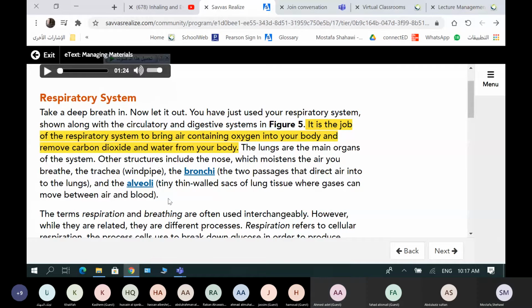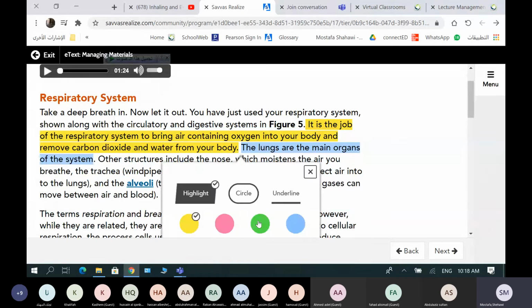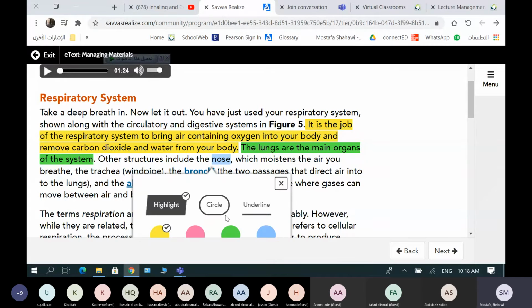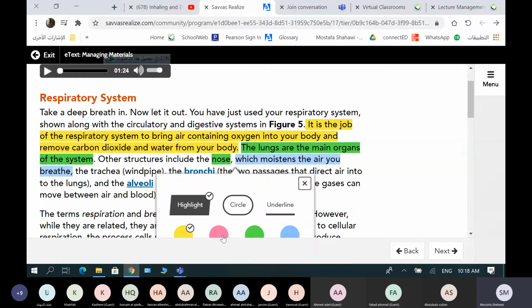Thank you, Ahmed Adil. So the main function of the respiratory system is to bring air containing oxygen into your body and remove carbon dioxide and water vapor from your body. The lungs are the main organs of this system. Other structures include the nose, which moistens the air you breathe. This is a function of the nose.